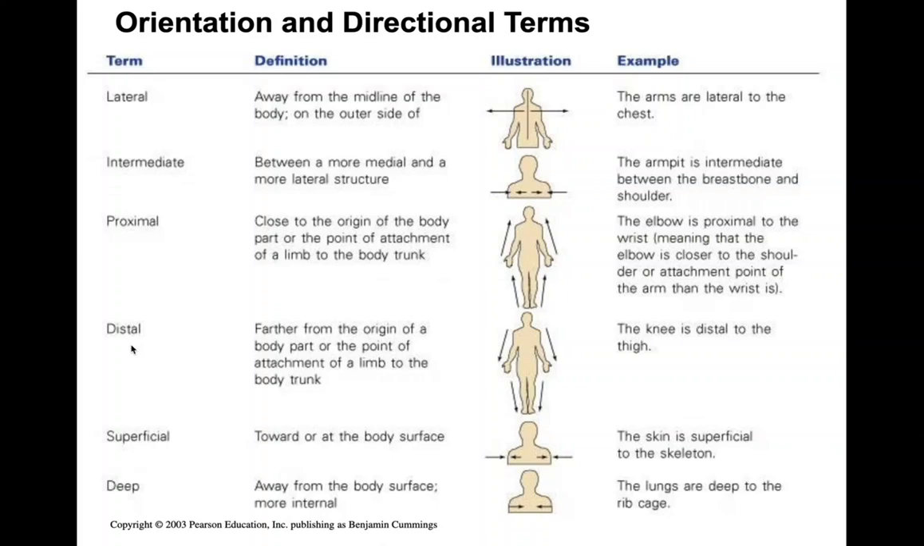We use these more than superior or inferior because then we don't have any contradictions if the body is laying in something other than anatomical position. So you just want to make that association. Proximal and distal go with the arms and the legs. Superficial is towards the surface. Deep is towards the internal part of the body. Lungs are deep to the rib cage would be an example.